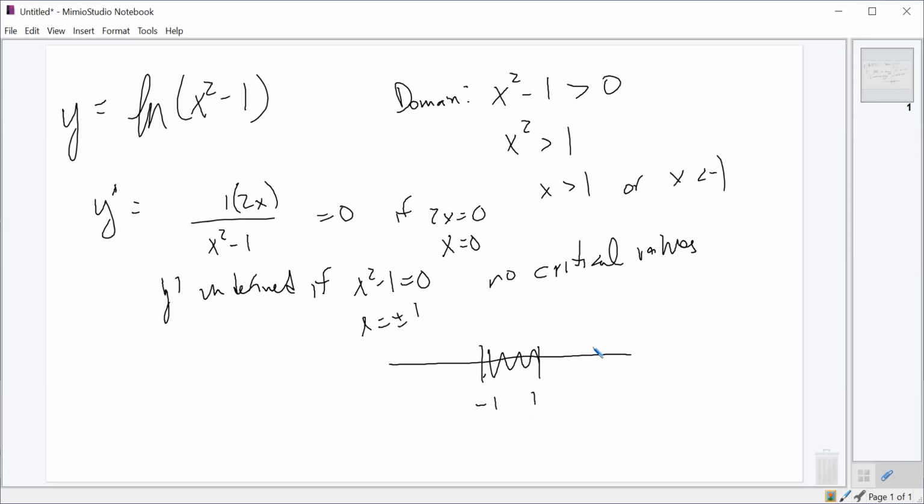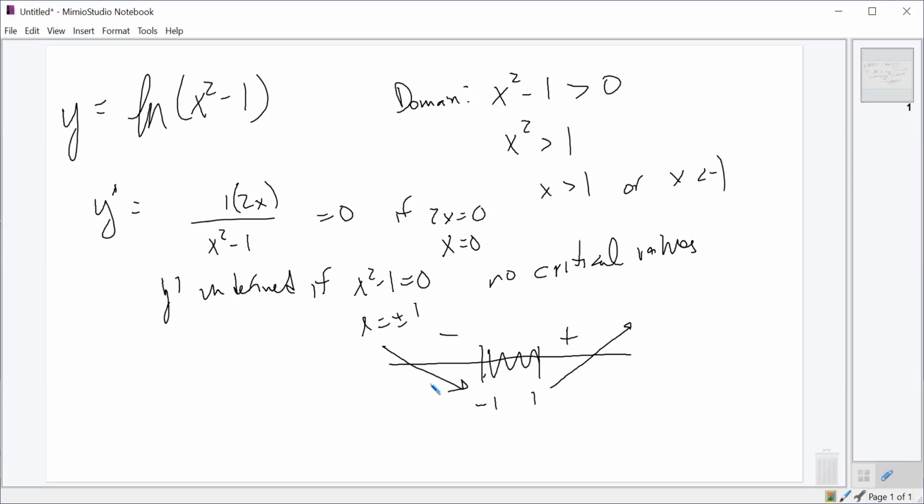So plugging in a positive number, like 1,000,000, is going to give us a positive in the numerator and a positive in the denominator, so positive overall. So our function will be increasing. And if we plug in a negative, like -1,000,000, the denominator is still going to be positive, but our numerator will be negative, so we have a function that is decreasing.